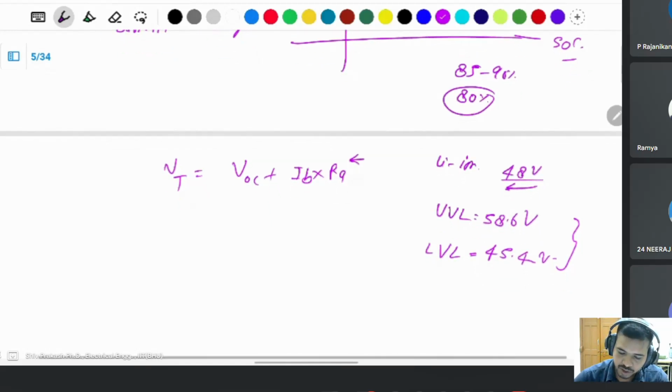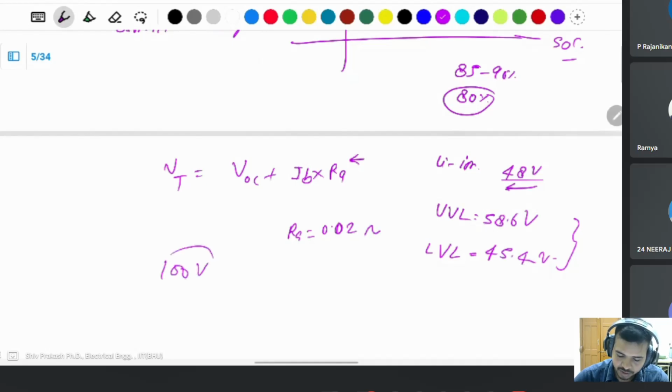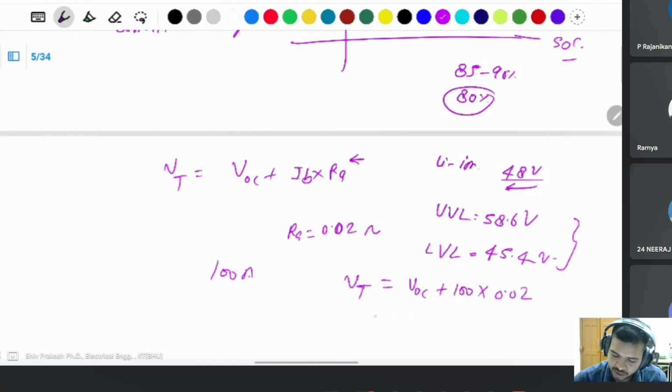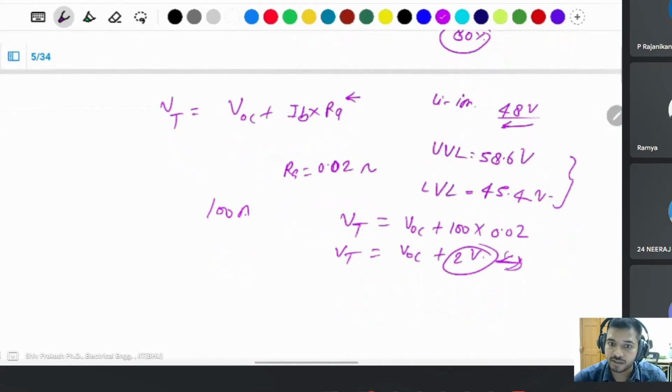Suppose you charge this one. The internal resistance of a lithium ion battery is approximately 0.01 or 0.02. To charge at a 100 ampere current rating, what is the terminal voltage? VOC plus IB, which is 100 ampere, times RA 0.02. Then it shows 2 volt extra when we charge a battery.